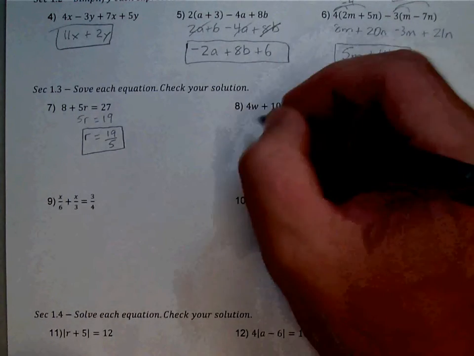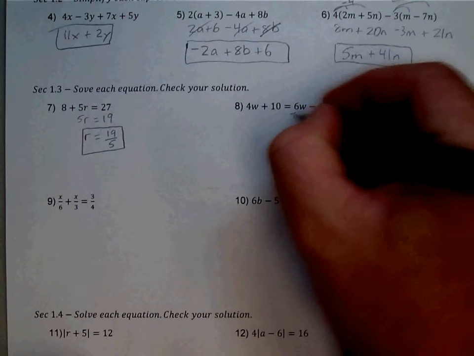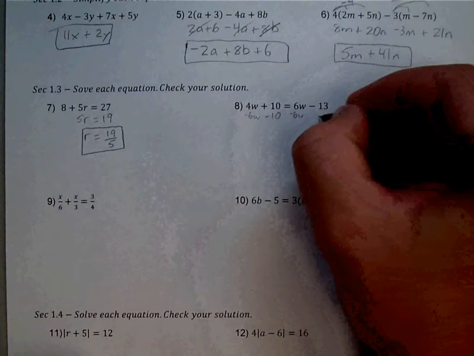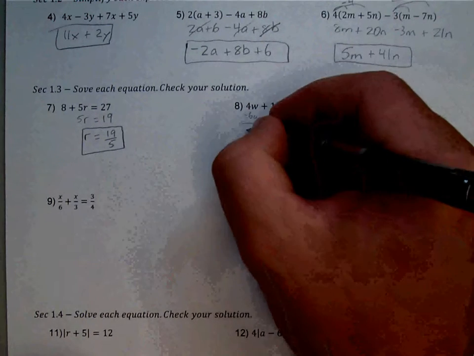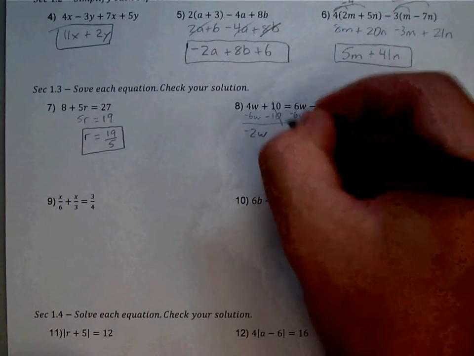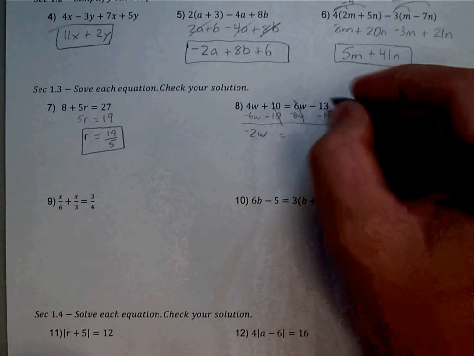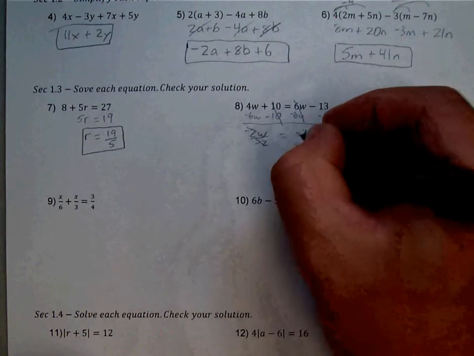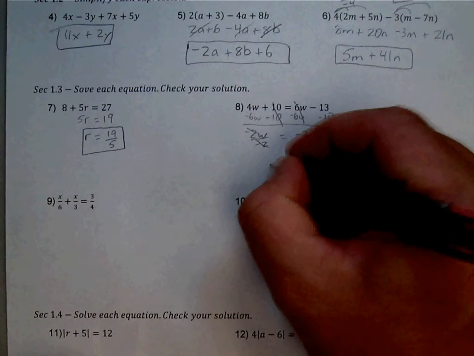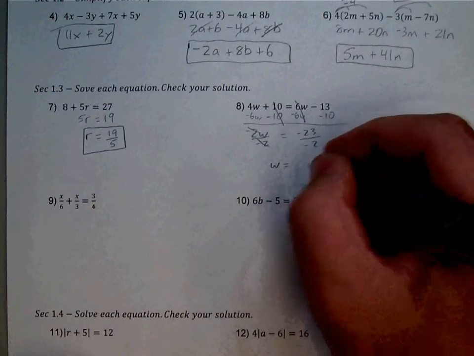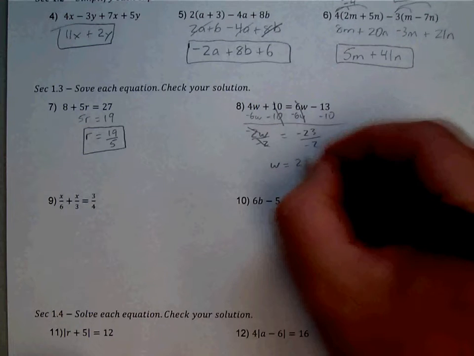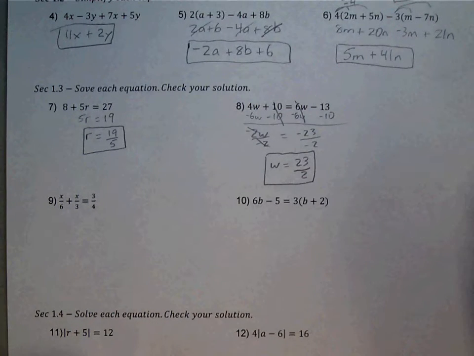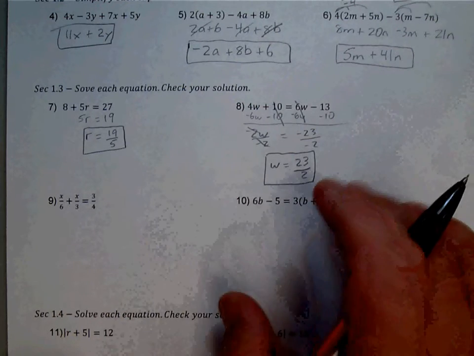Number 4, I'm going to subtract my 6w. I'll go ahead and subtract the 10 over to the other side then. So negative 2w equals negative 23. Divide by negative 2. W equals negative over negative is positive. So 23 over 2, or that's 11.5, 11 and a half.